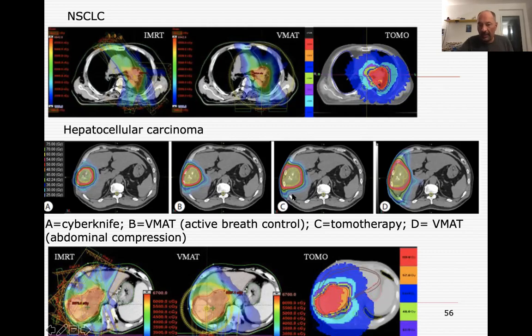Sometimes you put a threshold in the dose where you don't show other dose which is still received by other organs. And so this is for the hepatocellular carcinoma. This is also hepatocellular carcinoma with IMRT, VMAT, and tomotherapy. You see in the tomotherapy you have quite a lot of dose received by the patient.